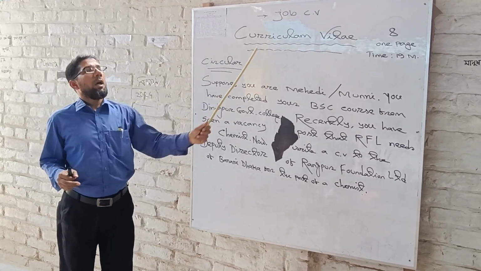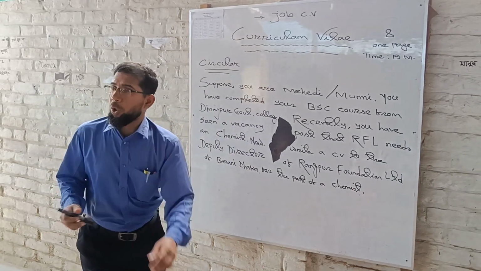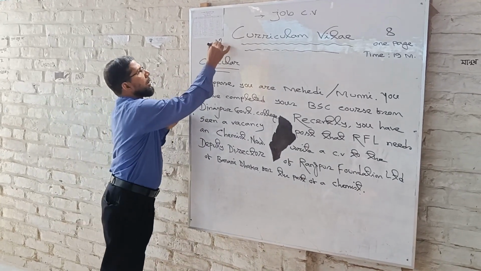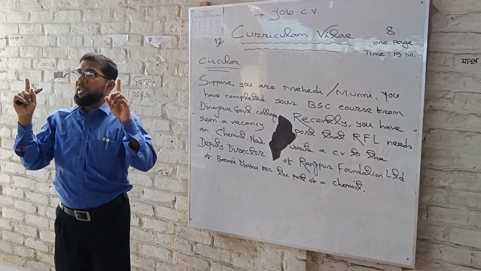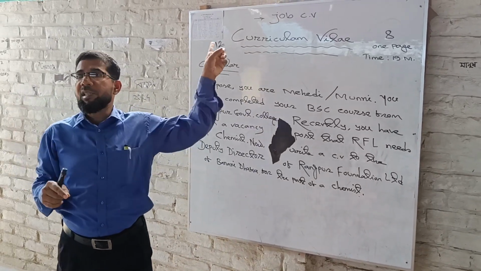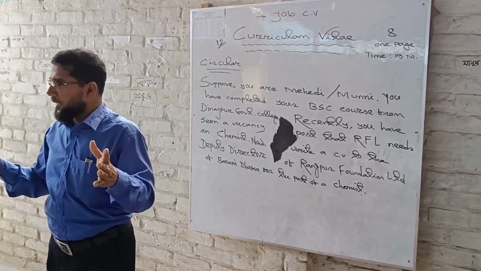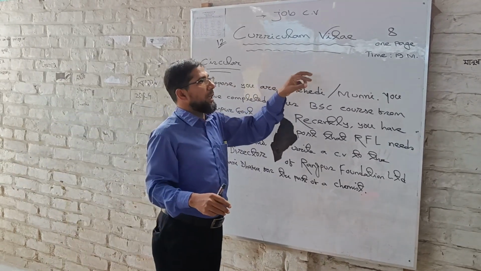Am I right? Yes, sir. It will be seen in number 12 of our question. Where do you see it? Number 12. In number 12 of the Initiating English paper, there will be a topic. This topic name is CV. As an SSC examinee, you have to write this type of CV within one page.